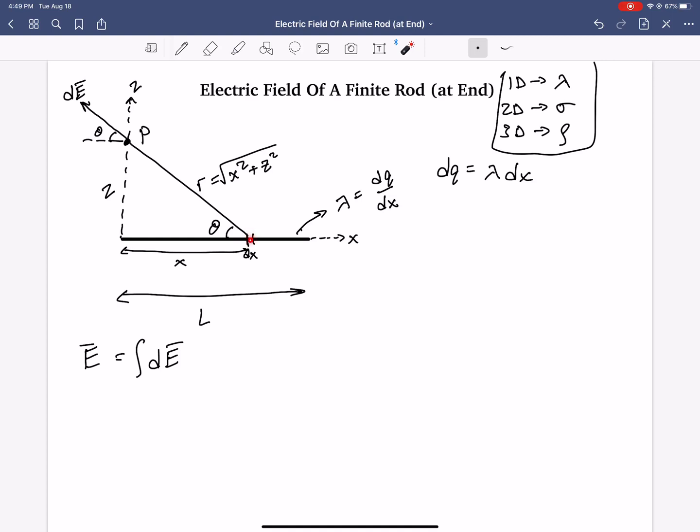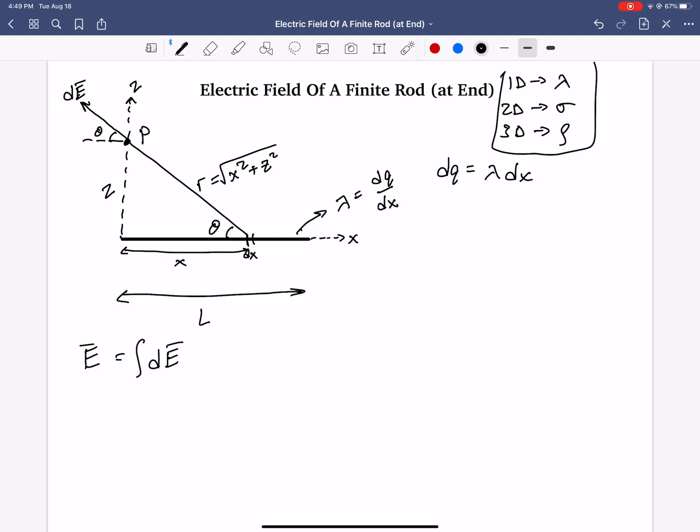And so this location on this rod has this value of lowercase r. Well, what about this position? That has a different lowercase r. So what we have to do is integrate from the left side to the right side and effectively add up all of these dx's and thus all of these dEs to get the total E, the total electric field.